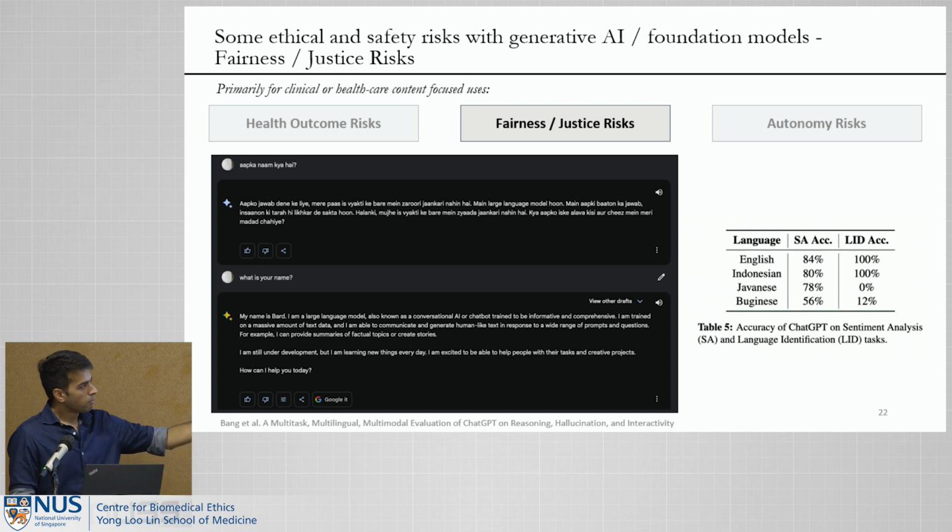But less anecdotally, more objectively, when these models are tested across different languages for the same tasks, you can see the performance dropping as indicated over there, even for Indonesian, Javanese, Bhutanese, and so on.